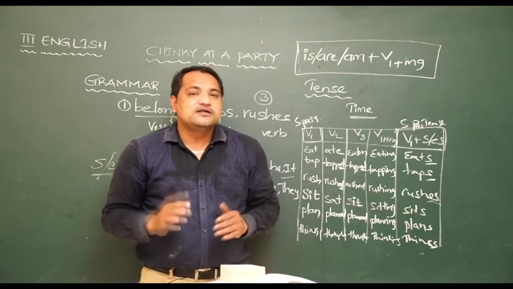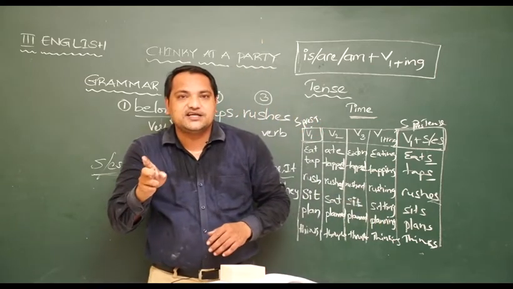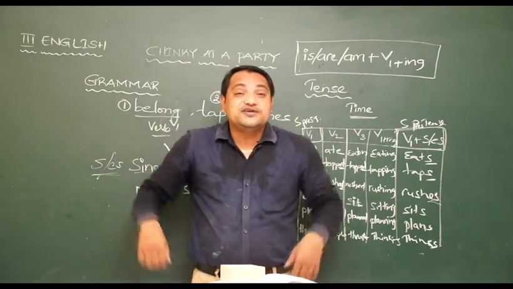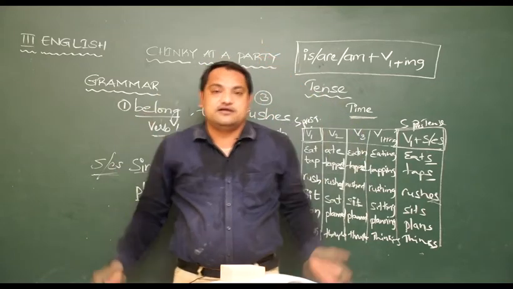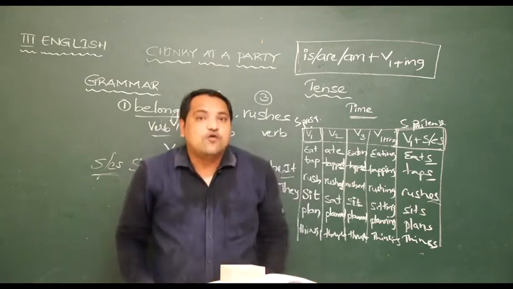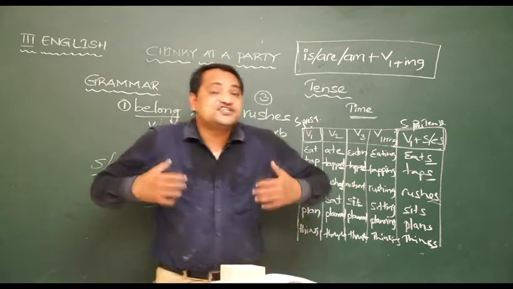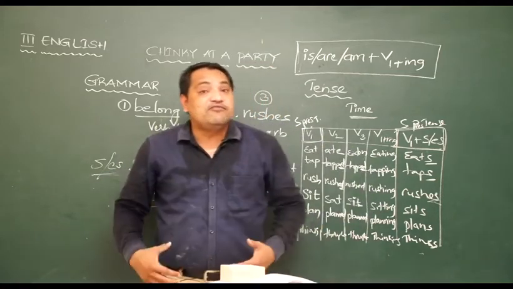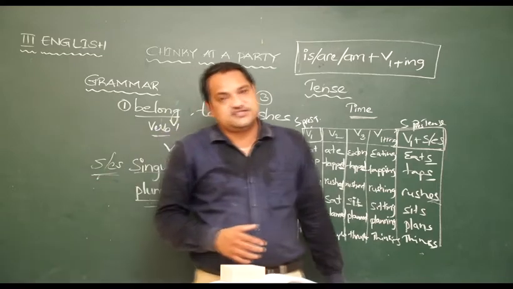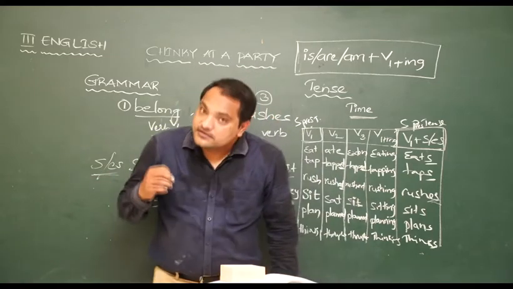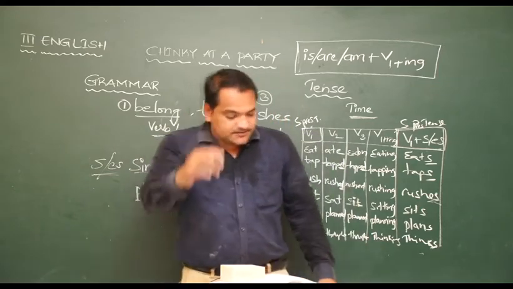What am I doing? I am sweating. Then what am I doing, sir? I am scratching my head. So actions. What am I doing? I am jumping. So actions happening at the time of speech are called present continuous tense. The verbs are said to be in present continuous tense.